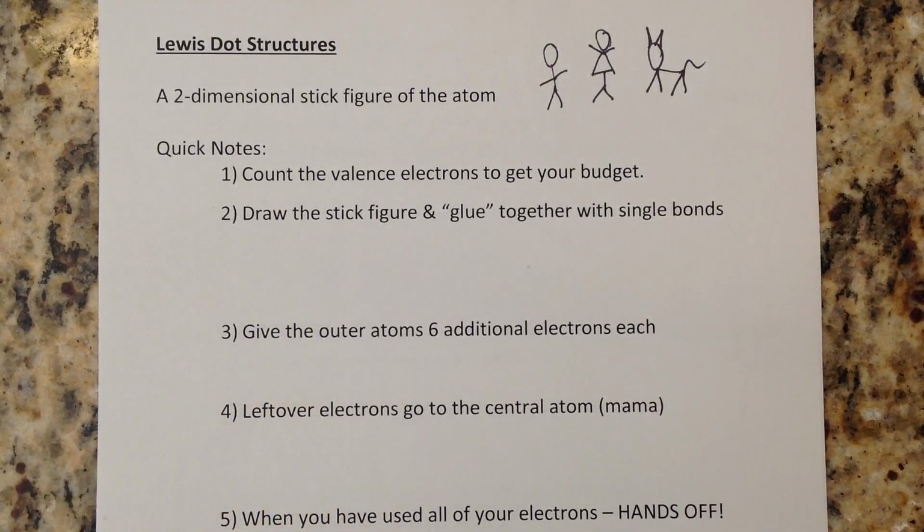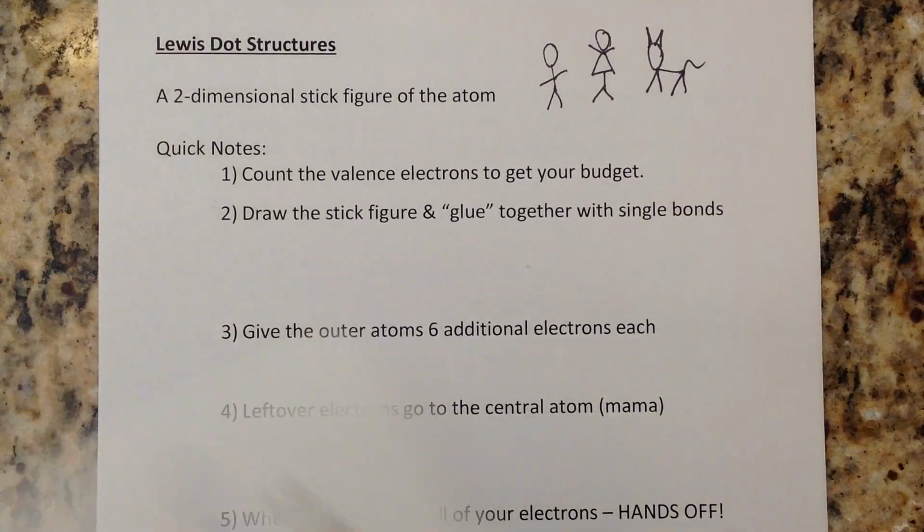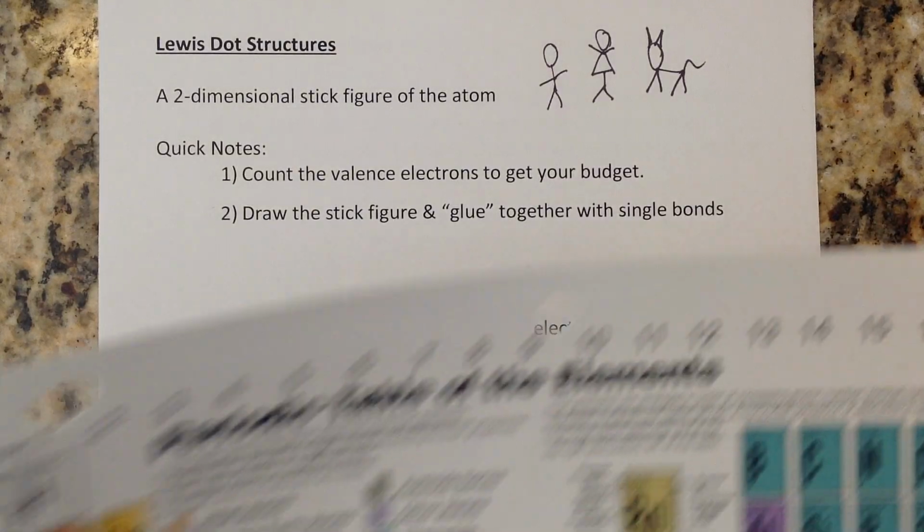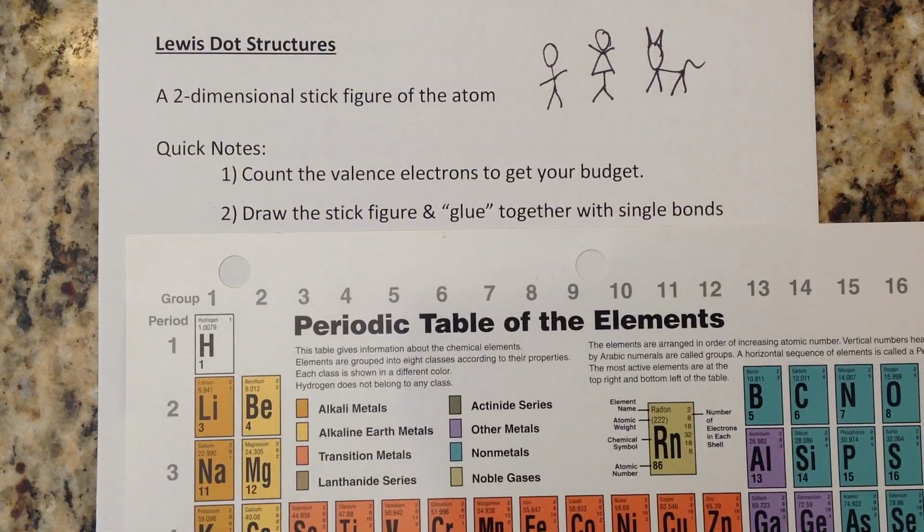So first we're going to count our valence electrons to get our budget. It's an electron budget. And this budget's going to be pretty interesting because we have to use every single one of the electrons, no more, no less. It would be like me sending you to the mall with $100 and saying, you have to spend this to the penny.